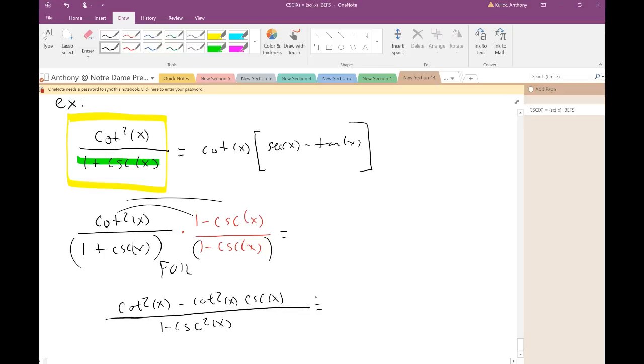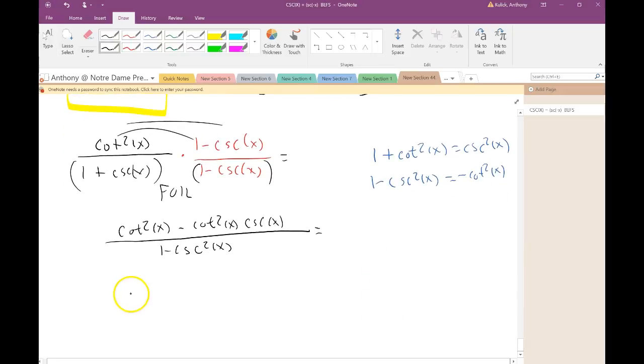And if I look at my identity sheet, what is 1 minus cosecant squared equal to? It's tricky to see this. You're close. Somebody said cotangent squared, and they're using this identity, right? But to do that, I have to subtract cosecant squared onto this side and cotangent squared onto the other side. So what am I really getting in the denominator? Negative cotangent squared.